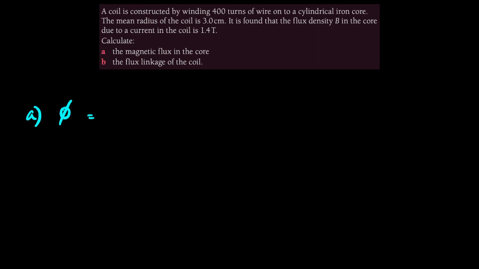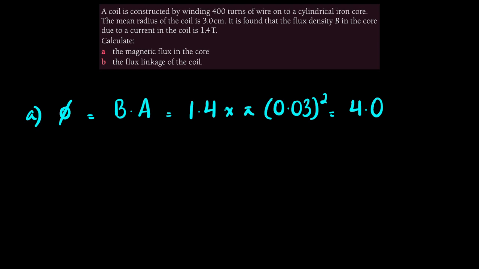So for the magnetic flux, phi is the magnetic flux density multiplied by the area perpendicular to the field. So B is 1.4 here, and the area is corresponding to 3 centimeters. So basically the area is pi r squared. So 3 centimeters, so 0.03 squared. So this corrected to two significant figures will turn out to be 4.0 times 10 to the negative 3 webers. And you can also call this 4.0 milliwebers.